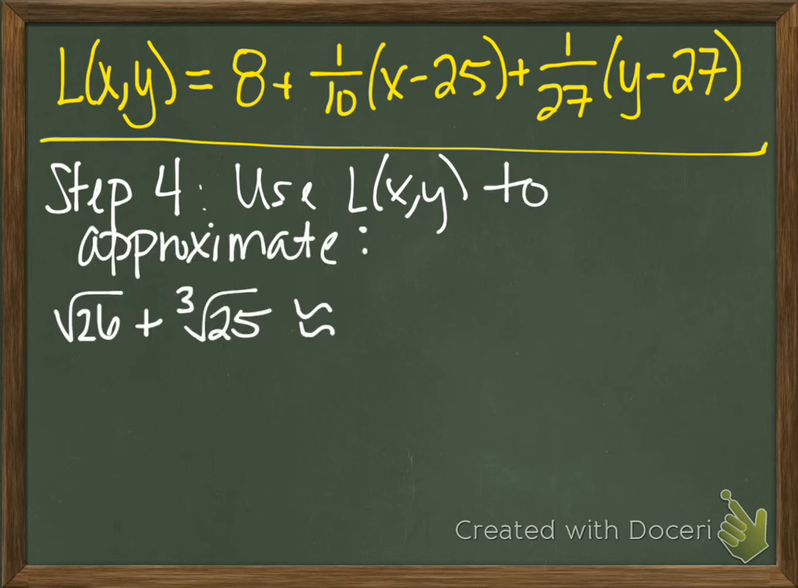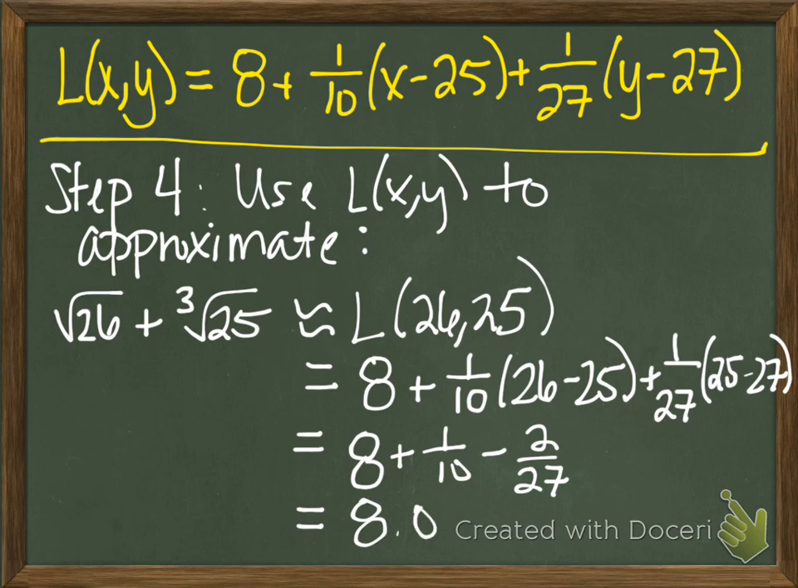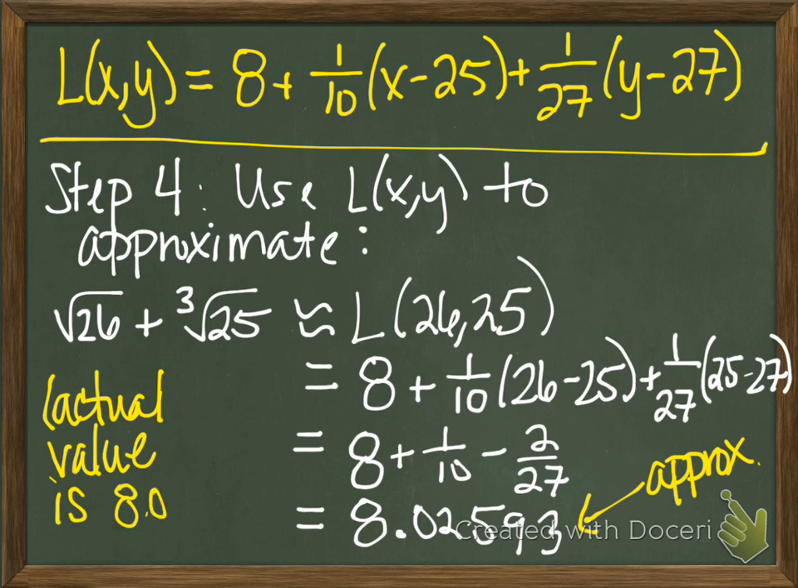We're going to use this linearization to approximate the original number. The square root of 26 plus the cube root of 25 is approximately equal to the value on the tangent plane, the value of our linearization function at (26, 25). So our approximation is 8 plus 1/10 minus 2/27. We can reduce this and write it as a decimal: 8.02593. That's our estimate based on the linearization. If you plug the actual number into a calculator, you'd see that it is 8.02304. So our approximation was very close to the actual number. And that's it.